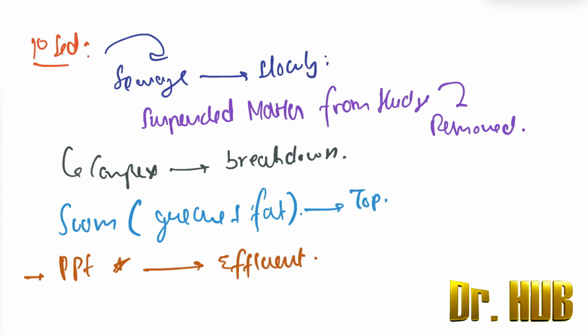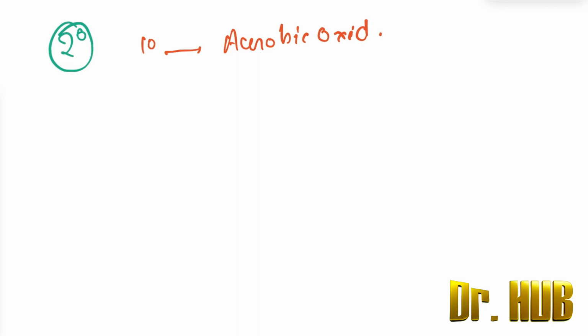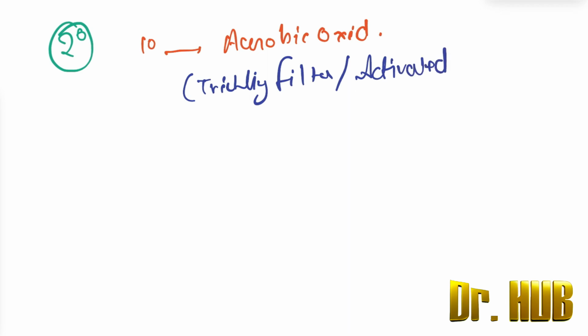Next we look at the secondary treatment. In the secondary treatment, the effluent from the primary sedimentation tank is subjected to aerobic oxidation by the trickling filter method or the activated sludge process. First we will look at the trickling filter method.